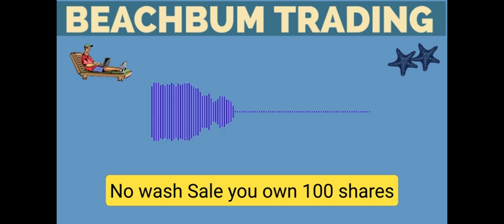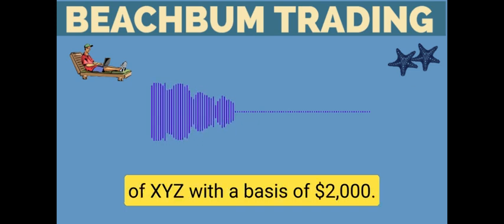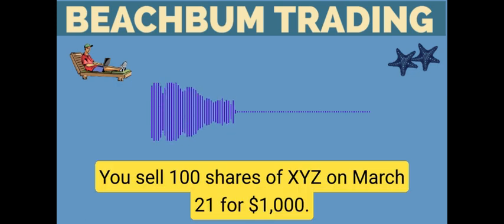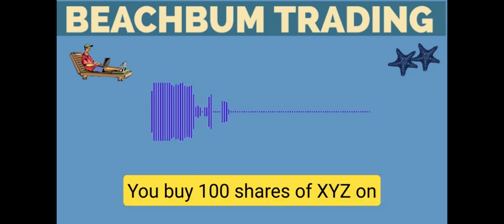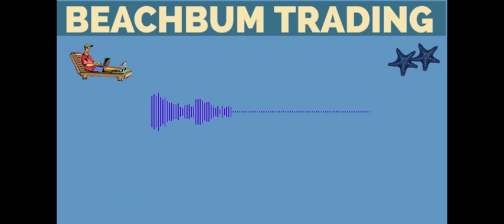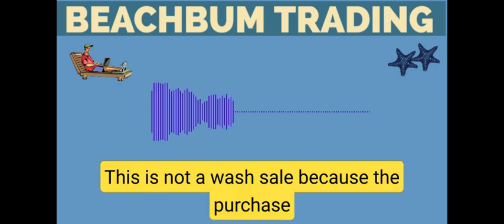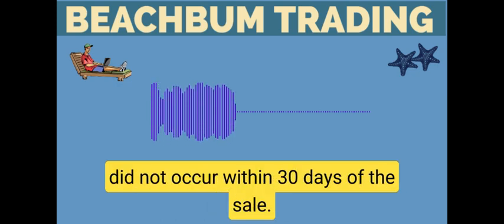Example, no wash sale: you own 100 shares of XYZ with a basis of $2,000. You sell 100 shares of XYZ on March 21 for $1,000. You buy 100 shares of XYZ on June 2 at the market price. This is not a wash sale because the purchase did not occur within 30 days of the sale.